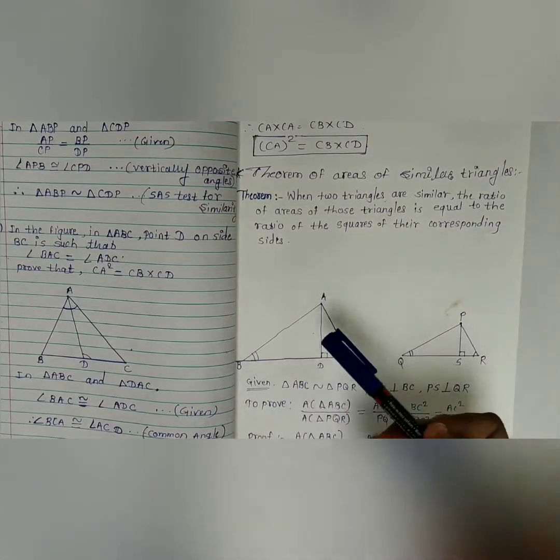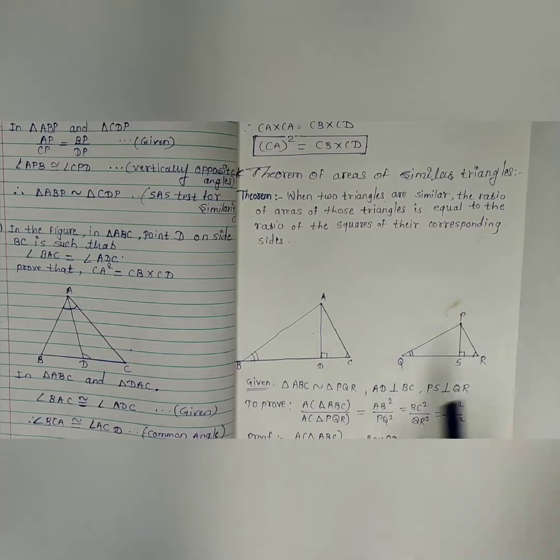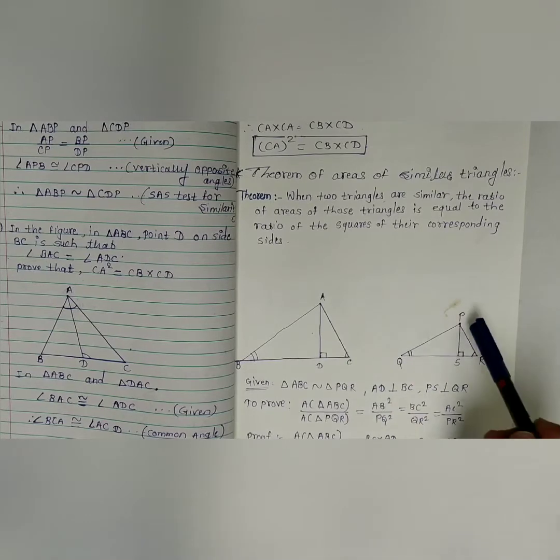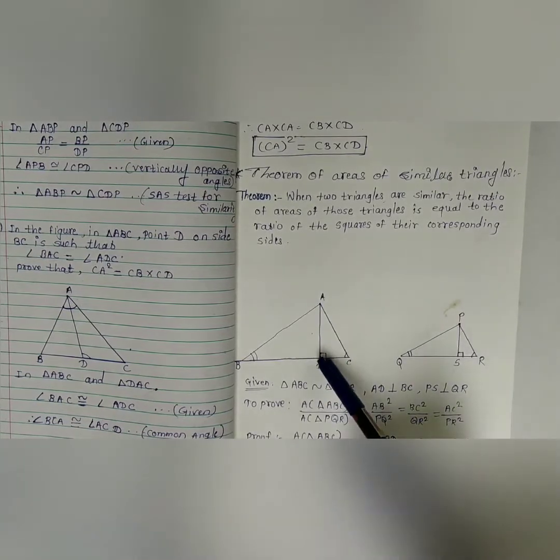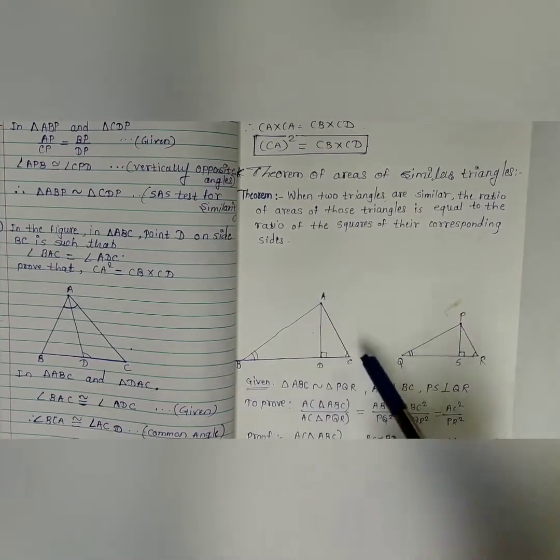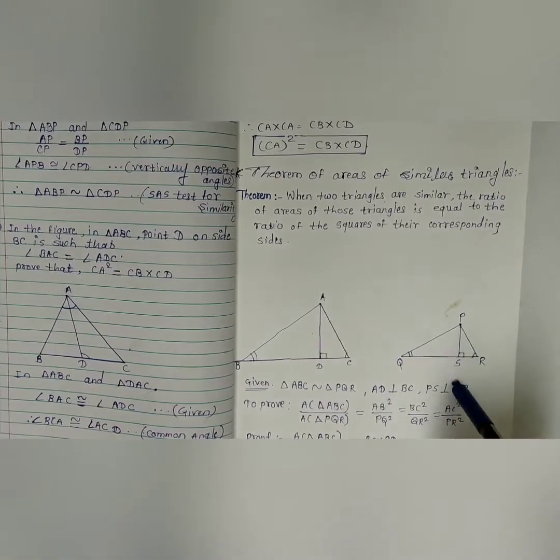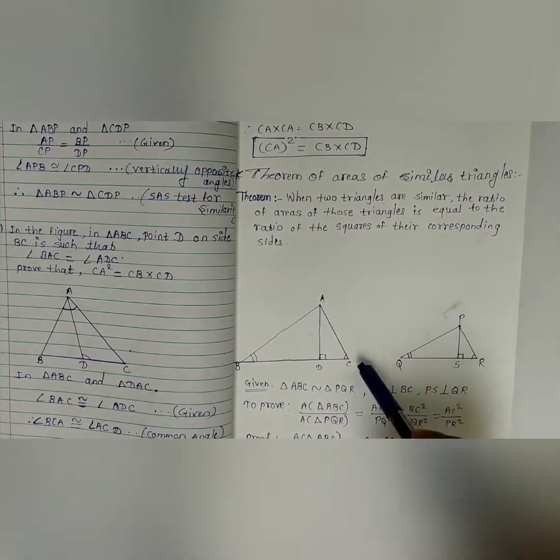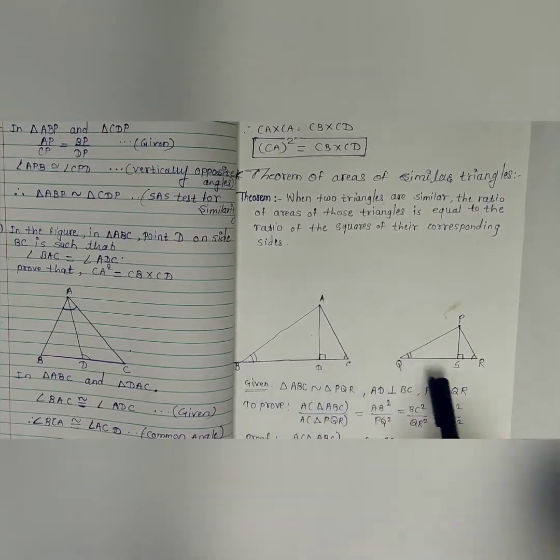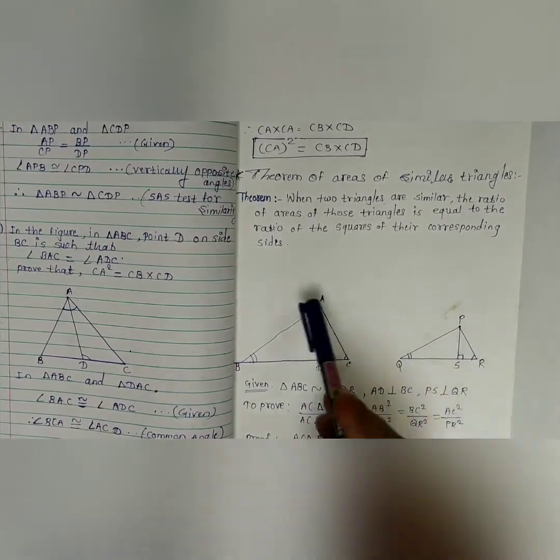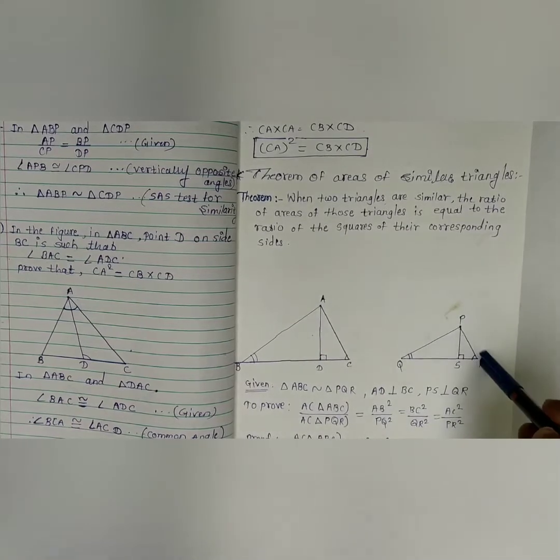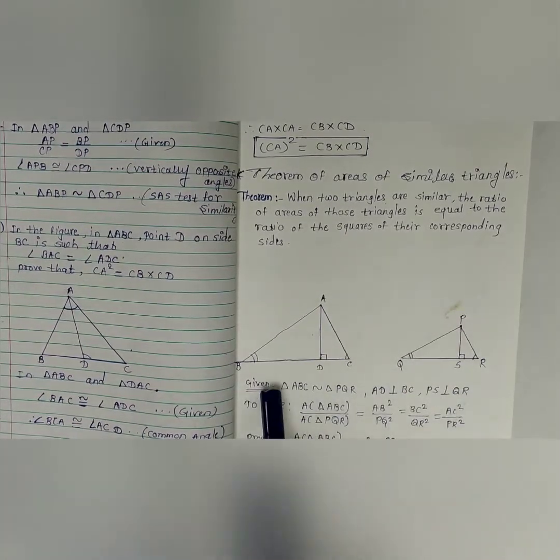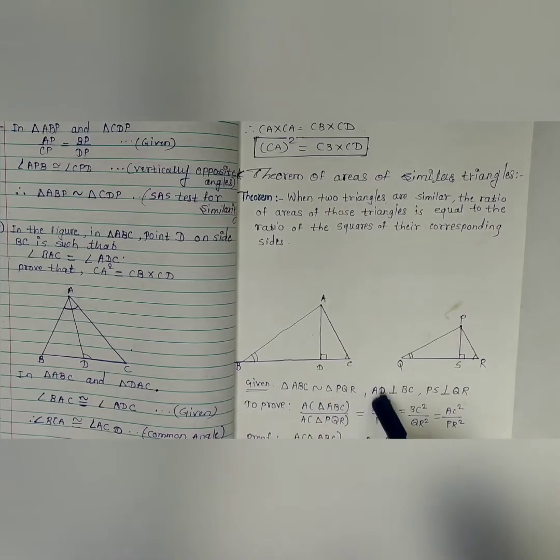Which is the corresponding side of AB? PQ. The corresponding side of BC is QR, and of AC is PR. To prove that area of triangle ABC upon area of triangle PQR is equal to AB square upon PQ square is equal to BC square upon QR square is equal to AC square upon PR square. Therefore, proof: given triangle ABC is similar to triangle PQR.